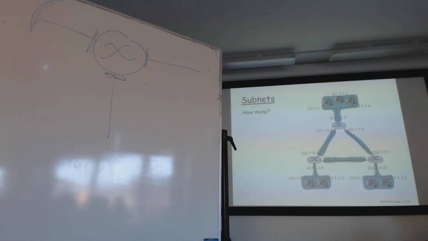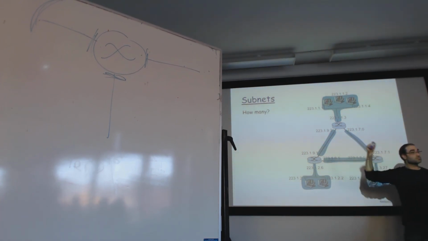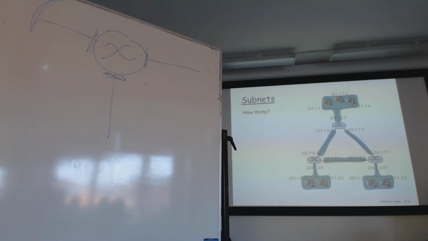Is that clear? Yeah. With the routers having different IP addresses depending on the interface, does that mean they take up that many addresses? Yeah. Any questions?